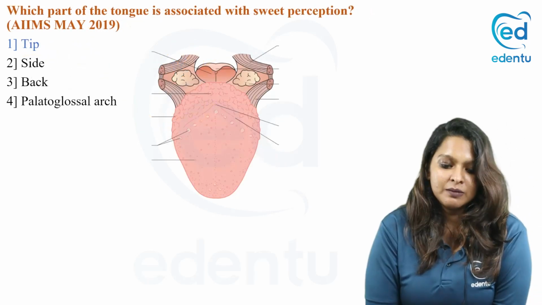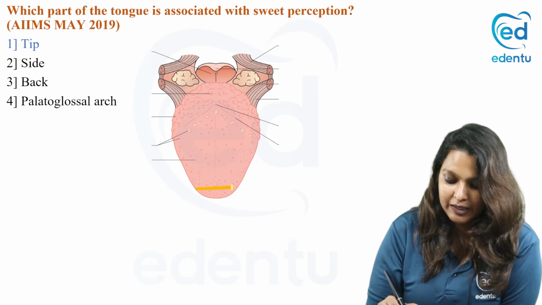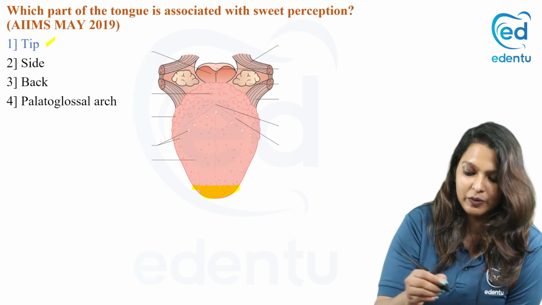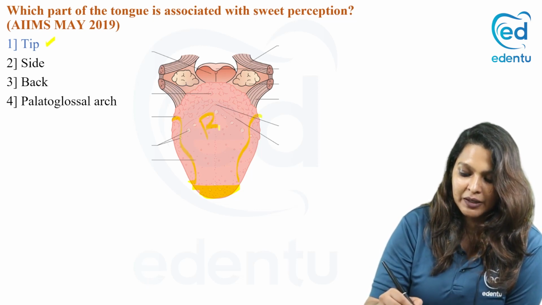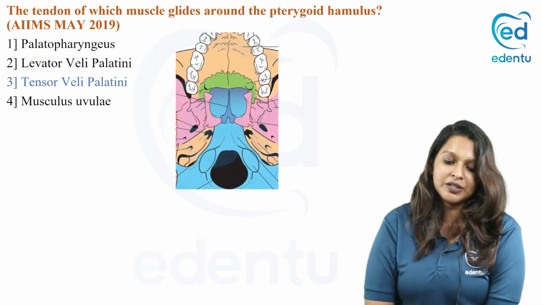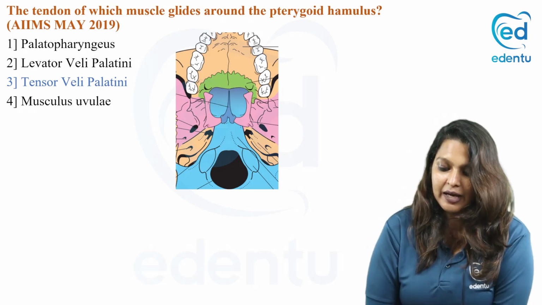Which part of the tongue is associated with sweet perception? The tip of the tongue. Okay, the tip of the tongue is related to sweet. On the sides it is sour, and here it is bitter. This region is bitter.